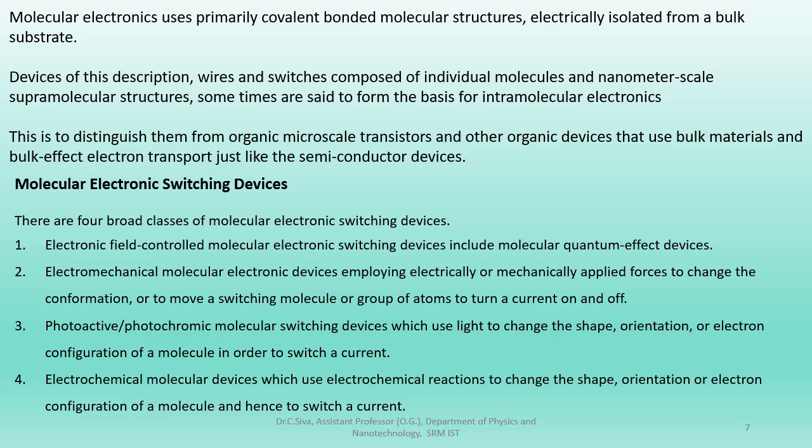Molecular electronics versus organic electronics. Molecular electronics mainly uses individual molecules bonded covalently and isolated from bulk materials. These molecules can act as wires and switches at nanoscales. This is sometimes called intramolecular electronics. This is different from organic electronics, which uses bulk organic materials where electrons move like in semiconductor devices.